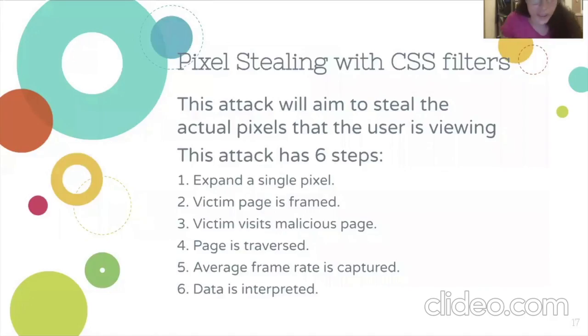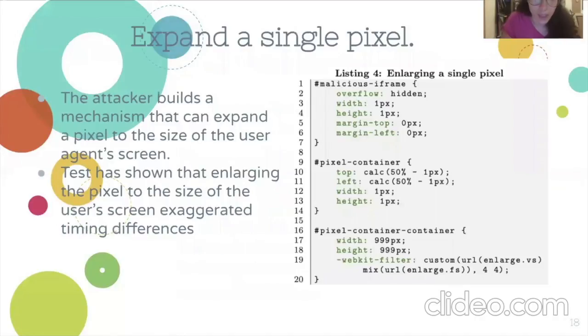Hello, my name is Lishai, and now I will present to you the main part of this article, which is the actual pixel stealing of a cross-origin iframe, which means if there is a victim, I will see what is presented to them on a certain website on the screen. So like the previous attack, this attack also has 6 steps. The first one is, as I'll dive into, expanding a single pixel.